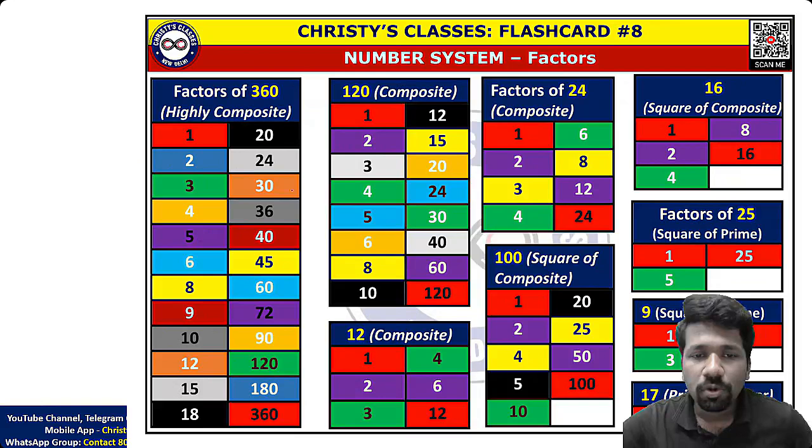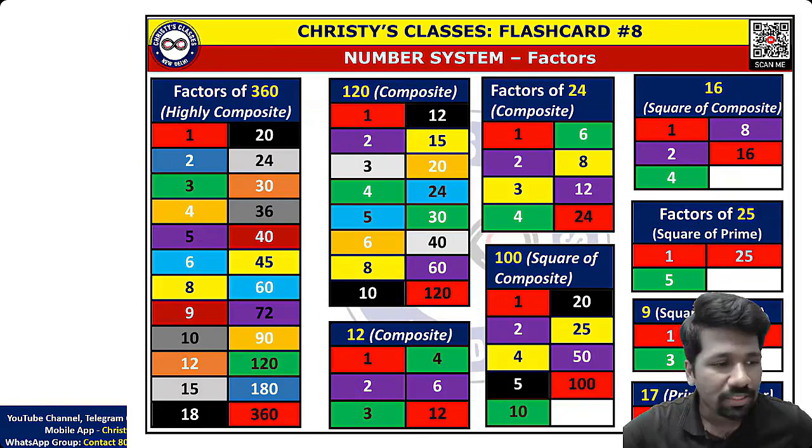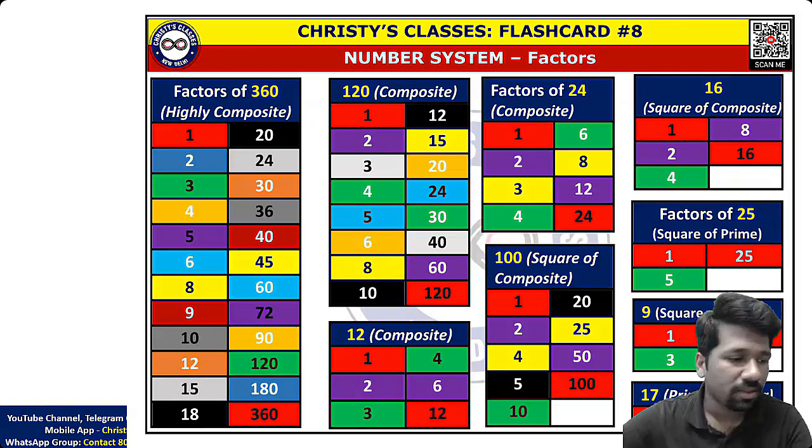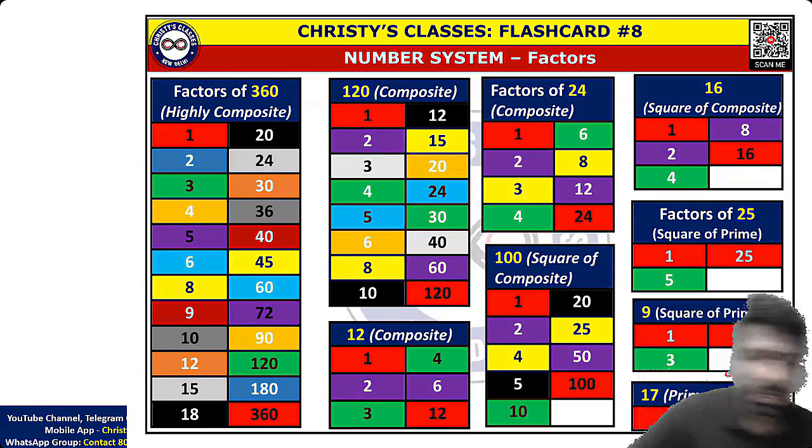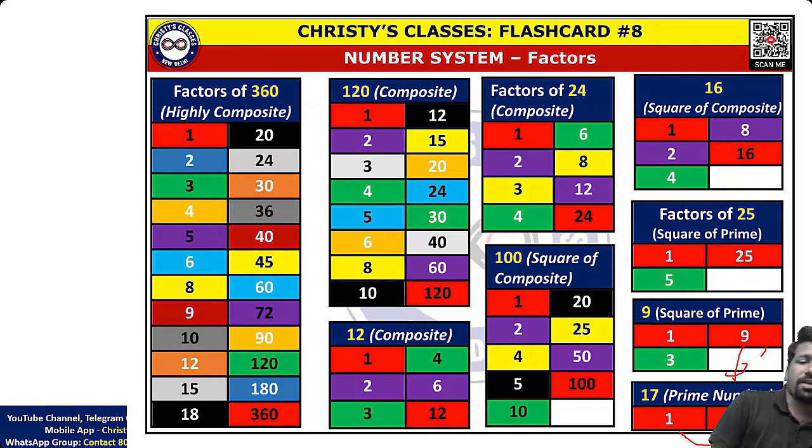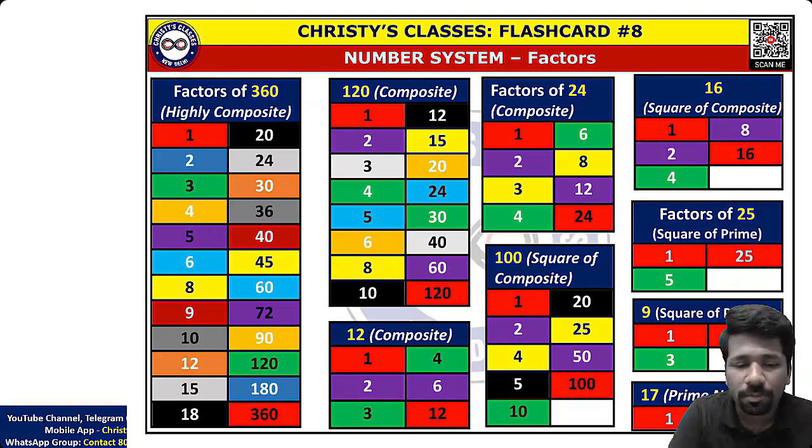So these have many factors, but look, 17 is a prime number, so its factors are 1 and 17 only. Yeah, I think the camera is hiding. So 1 and 17 are the only factors of 17. Such numbers are prime numbers.